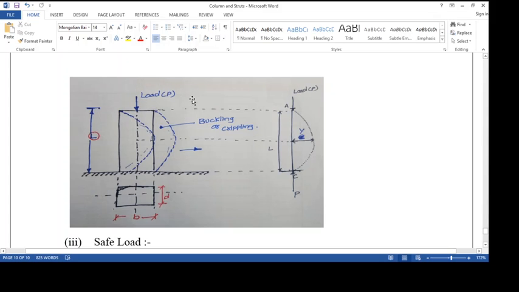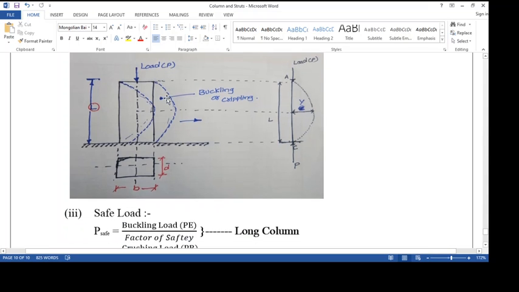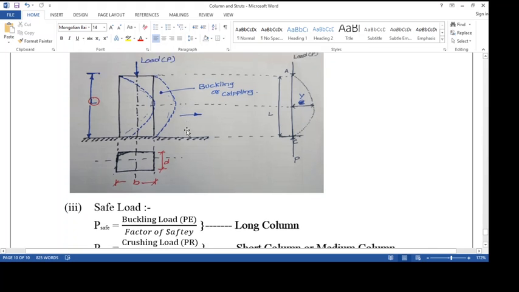There are two theories: one is Euler's theory, another one is Rankine's theory. You can apply Rankine's theory and Euler's theory and find out how much load is coming. Once you find the load, you can apply the factor of safety, and you get the safe load. Safe load means avoiding buckling or crippling failure in long columns.